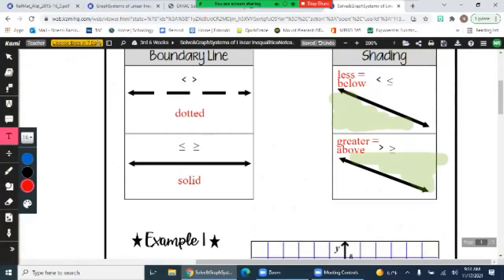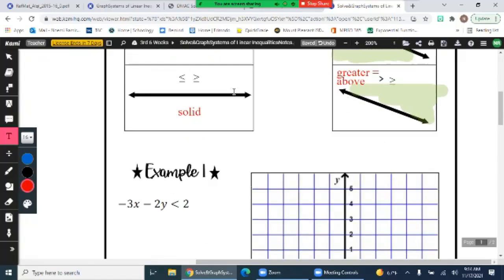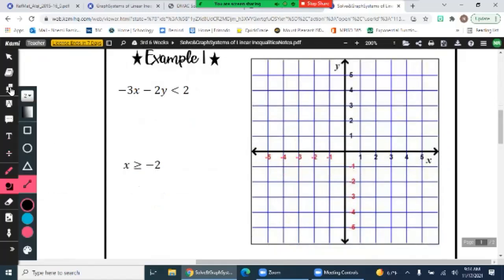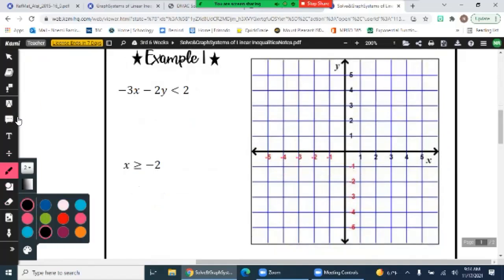Now, just going back over, if it's not underlined, it's a dotted line. If it is, it's solid. The name of these two inequalities is less. Less means to shade below. The name of these two inequalities is greater. Greater means to shade above the line. Okay, so we're going to do 2 examples here online, and then the other 3 we'll do in class together.